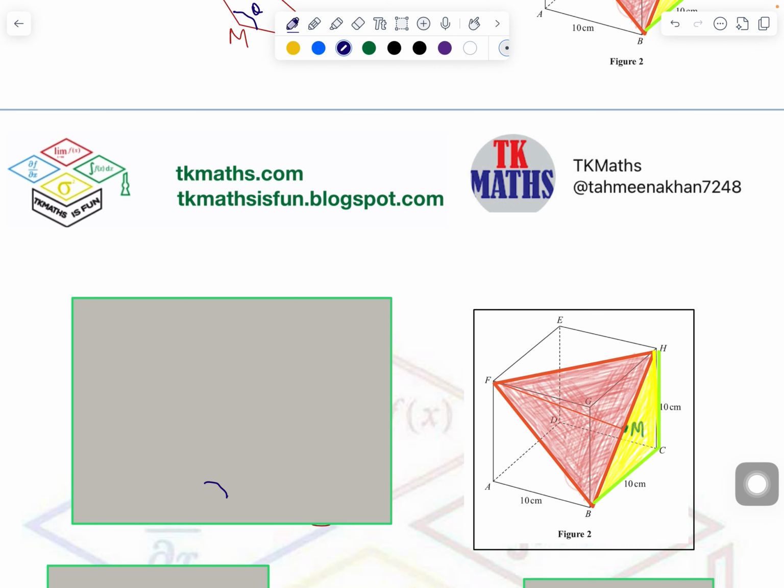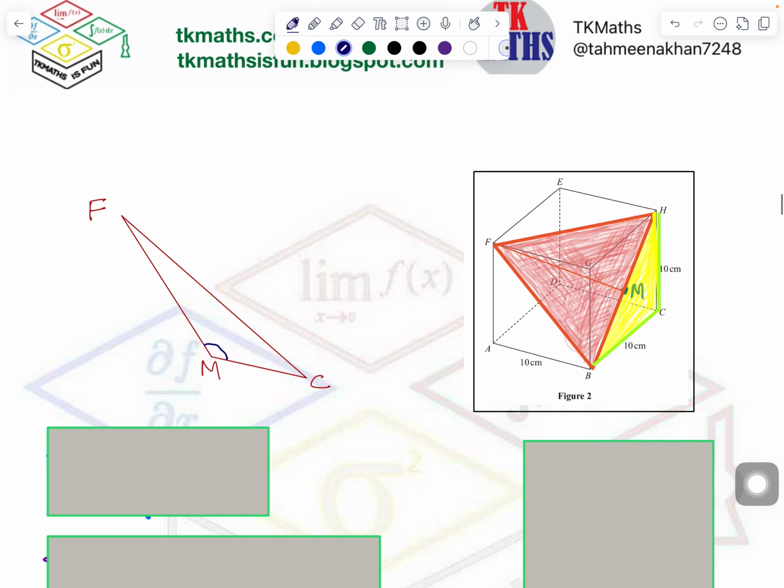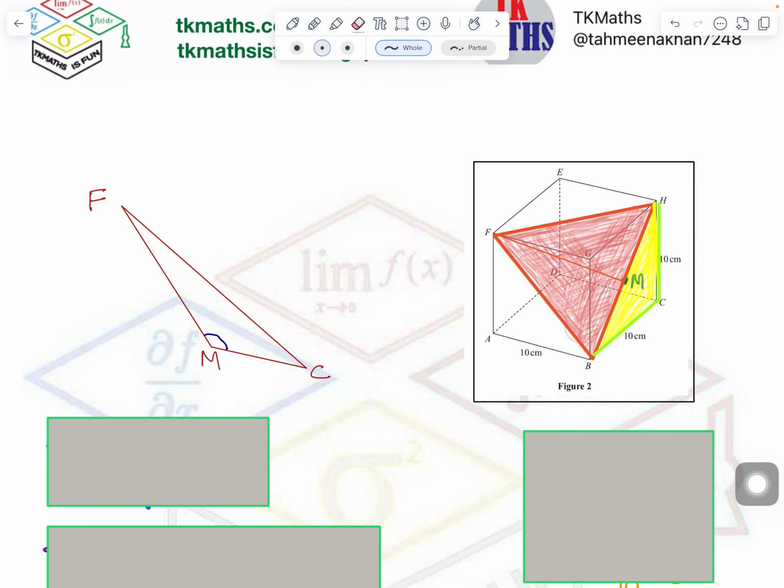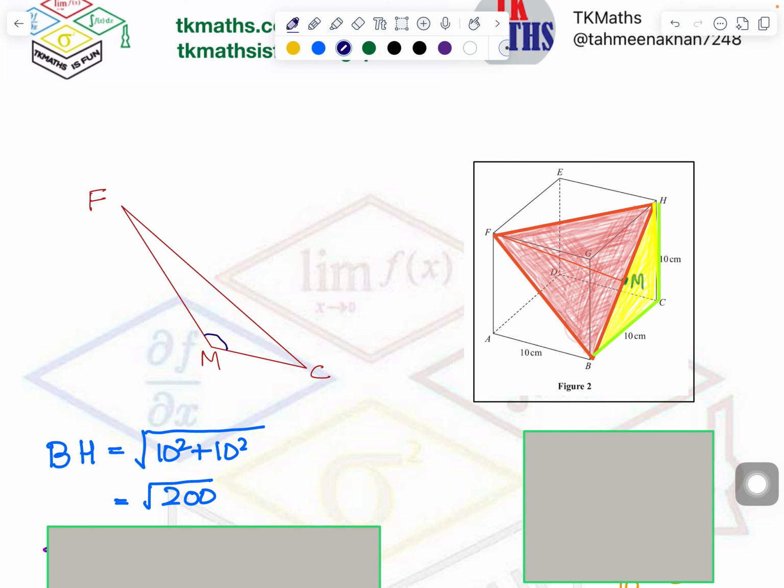This is the diagram. So first of all, I will draw the yellow triangle from here because C is at 90 degrees. I'm trying to find out CM first of all, right? So let me draw the triangle here. Yes, here is the triangle.